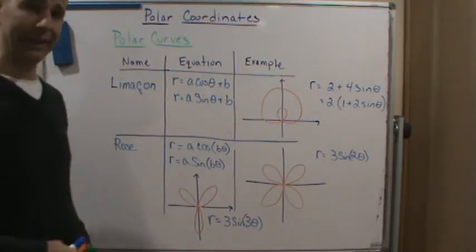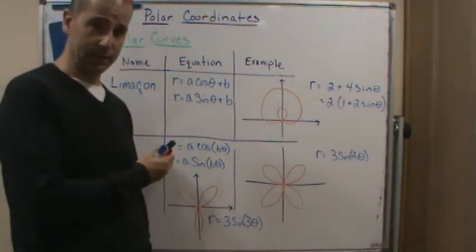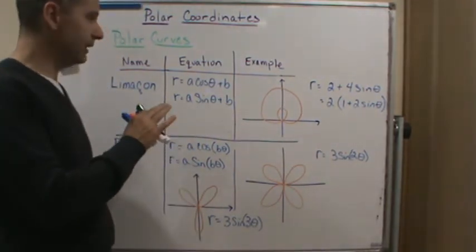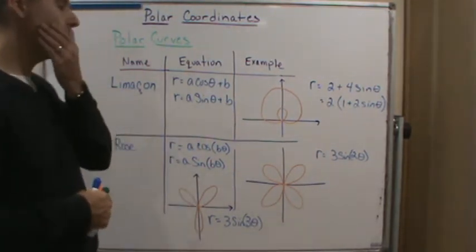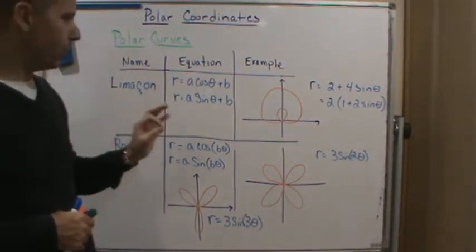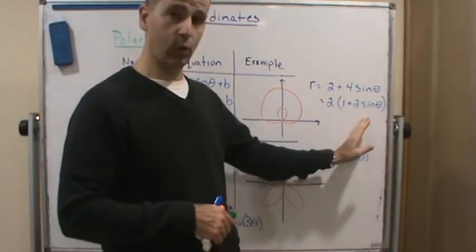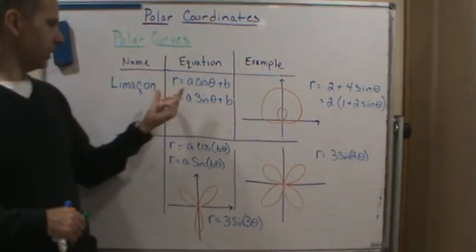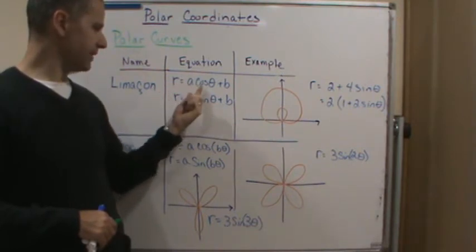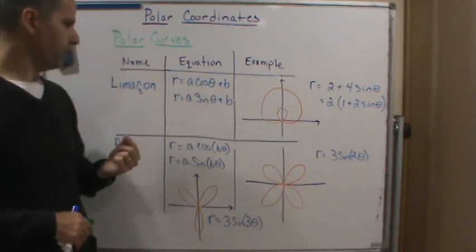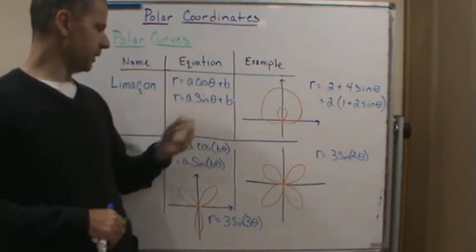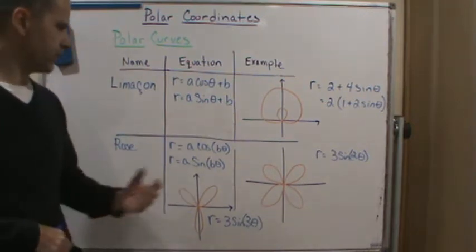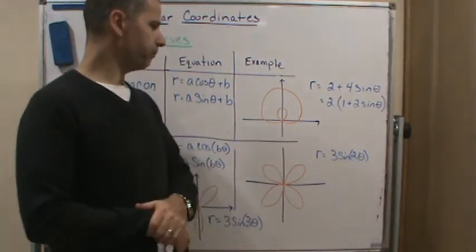And a limaçon is very similar to a cardioid. In fact, a cardioid is just a special case of a limaçon, where a is equal to b or a is equal to negative b. So you'll notice that it's very similar to the equation that we saw with a cardioid. A limaçon will either be of the form r equals a cosine theta plus b, or a sine theta plus b, and again, a and b are arbitrary constants. And so it's going to have some shape like this.